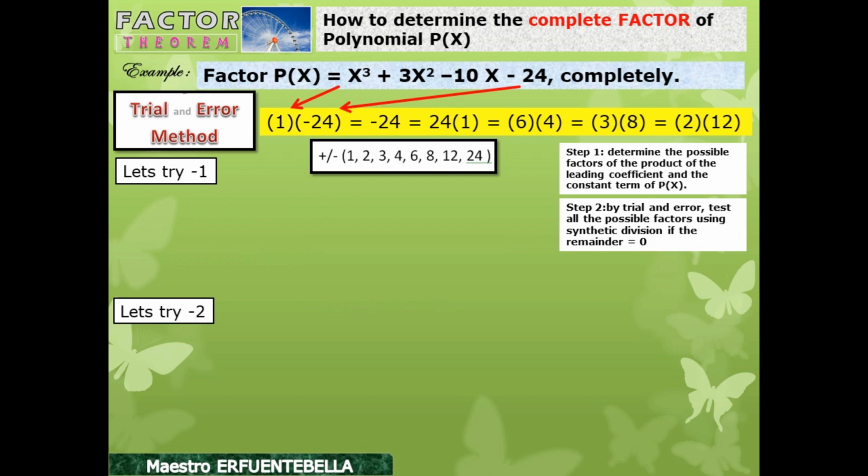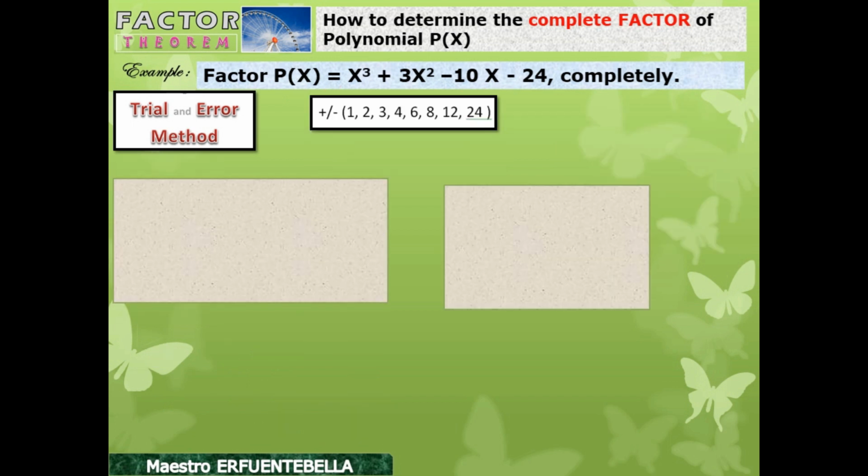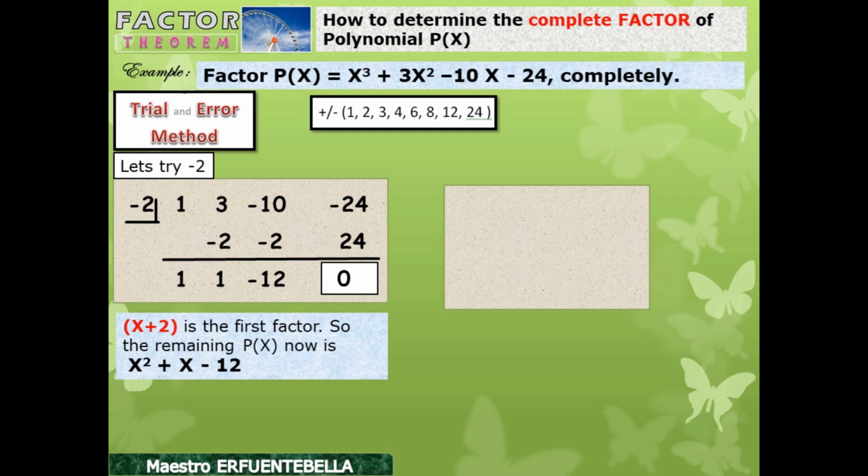So let's try negative 2. After trying negative 2, the remainder is now 0. So therefore, it is a factor. So if r is negative 2 and the remainder is 0, we can write now that x plus 2 is the first factor. And the remaining p of x now is x squared plus x minus 12.